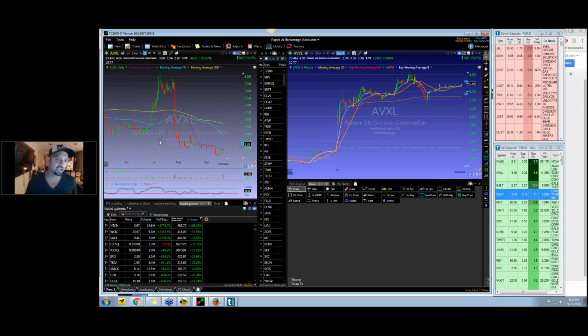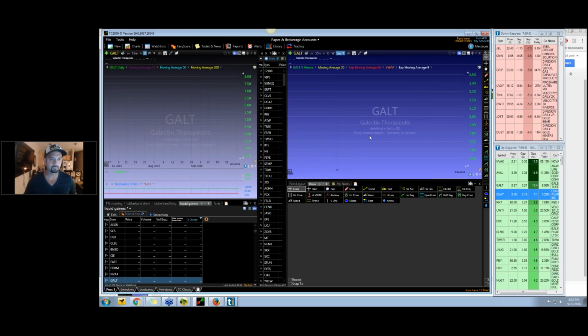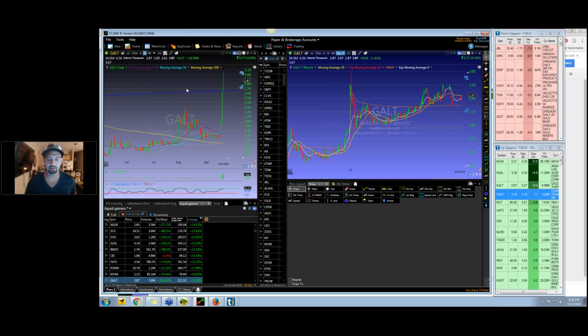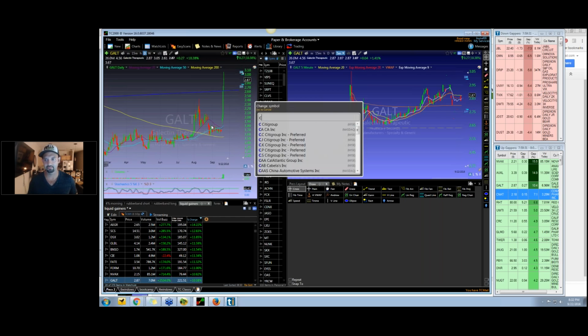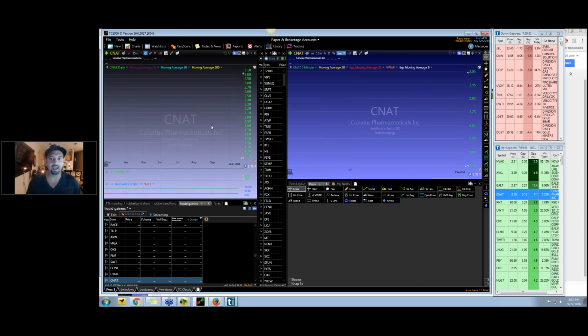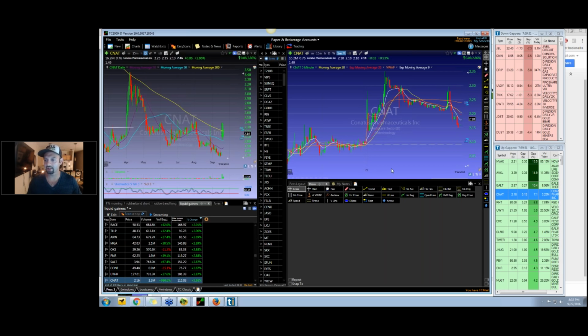Like this AVXL has a history of runs. It's gapping over some resistance. This could be a potential play for ORB, so I'd flag it. They'll go down the list. Galt. Galt is also a stock that looks like it's breaking out, so that could be a stock I put on my list. CNET. Now what we're doing is putting our list together.